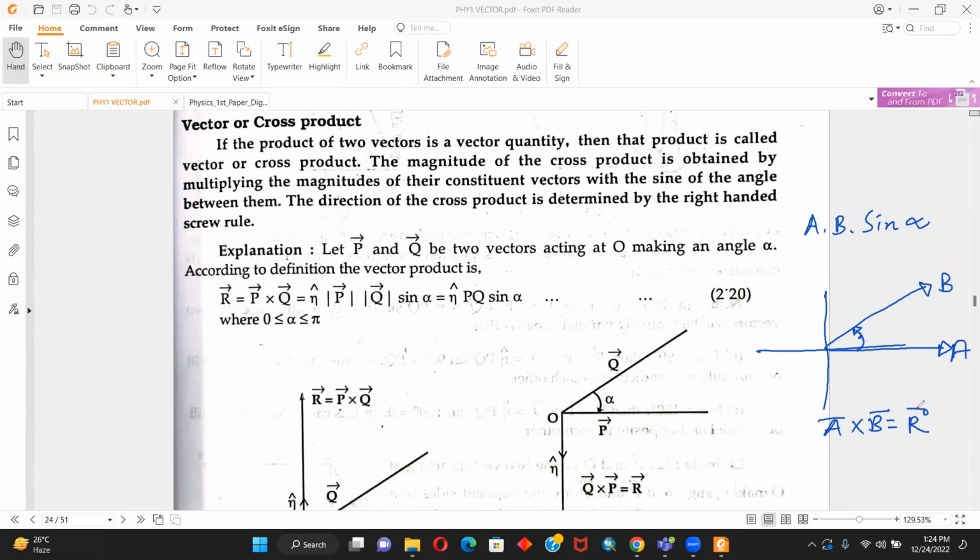Now, what will be the direction of the resultant vector? Anti-clockwise is a rotation, but because of the rotation, we will get a direction, which is either upwards or downwards. In case of anti-clockwise, we get upwards direction. So this will be our direction for the R vector, and we represent this direction with the unit vector, which is eta cap. As you can see here as well, eta cap.